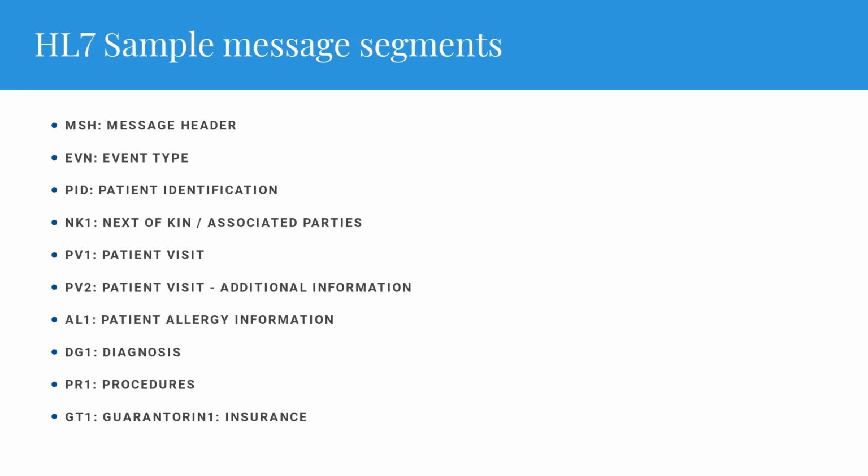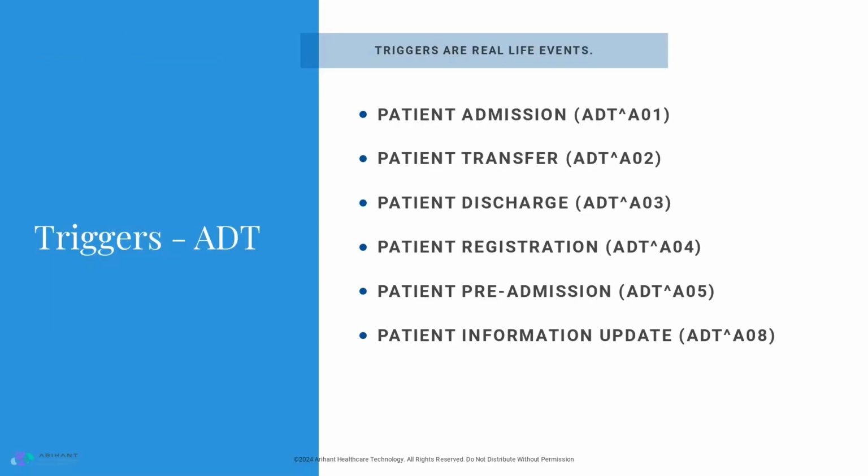I think we already saw the different segments in HL7 messages. MSH is the message header, EVN the event type, PID, NK1, PV1, PV2, DG1, PR1, and GT1. The guarantor segment, GT1, is mostly about guarantor-related and insurance-related information. Now let's deep dive into much more detail, one trigger at a time.